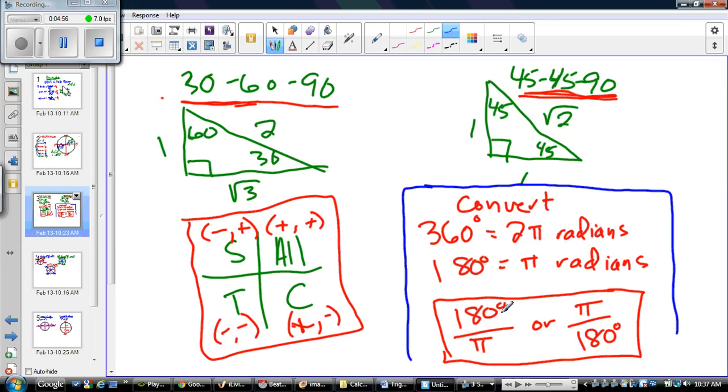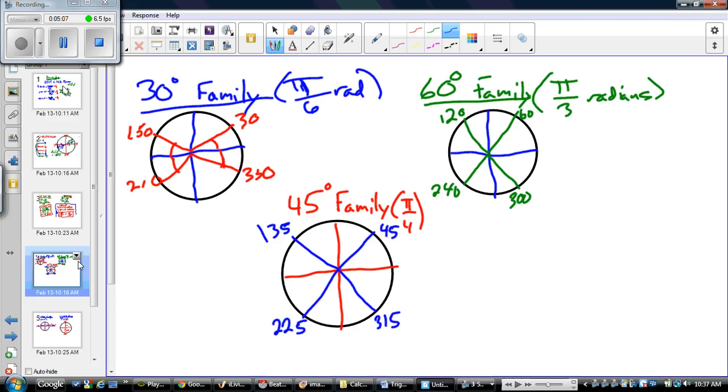If I need to change it to degrees, put the degree on top, and the radians will cancel out. So this is very important. I think this page you need to memorize, write it on your test, and then you can generate every angle after that. Okay, so what do we look at?